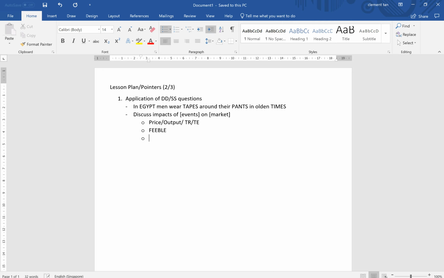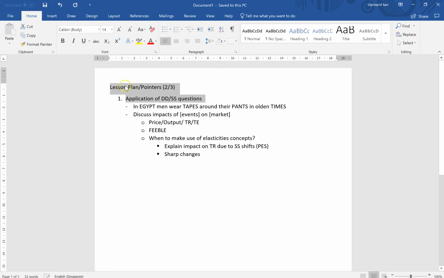Okay, and then I also went through a bit about when to make use of elasticity concepts, usually in two areas. First area is in the area of explaining the impact on total revenue due to supply shifts. Then you've got to invoke PES. Then when you do PDPS, when you have sharp changes. So in the next lesson on the 16th March, I'll definitely go through this again and practice some questions again. Okay, Ken?